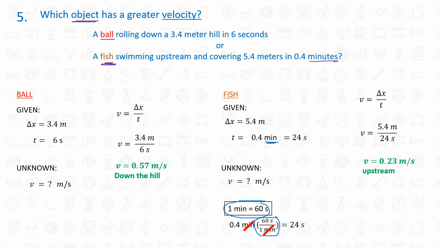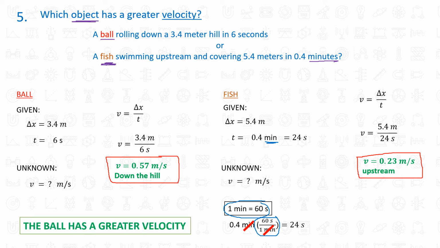We've just calculated everything, but we didn't answer the question yet. So the question originally was which object has a greater velocity? And so we look at the different objects. Here, I'll do it in red here. So here is the ball, 0.57 meters per second. And then we'll look at comparing the fish at 0.23 meters per second. So obviously the greater velocity is going to be the ball. So the ball has a greater velocity.